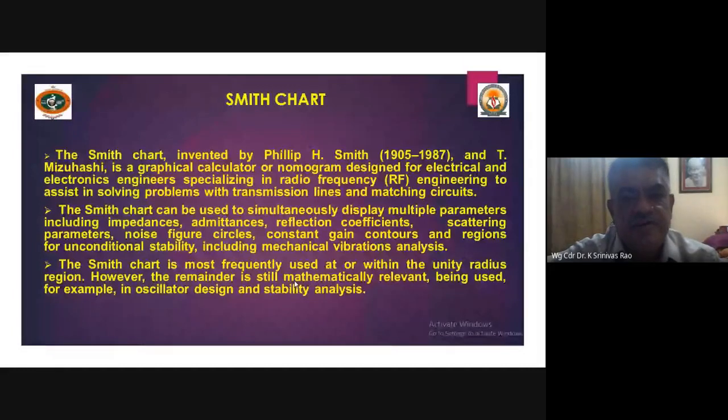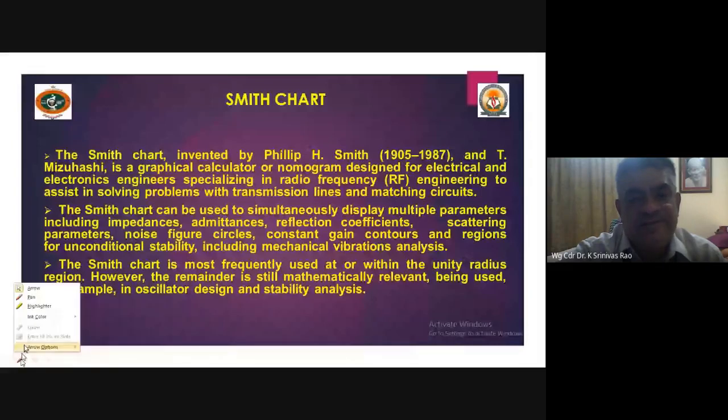The Smith chart, invented by Philip Smith in 1939, is a graphical calculator or nomogram designed for electrical and electronics engineers specializing in radio frequency engineering. Understand, these are very important terminologies we are using here. I'll use the highlighter instead of the pen, with some color. So change the color also.